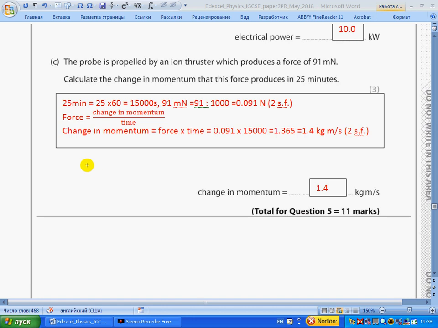The probe is propelled by an ion thruster which produces a force of 91 millinewtons. Calculate the change in momentum that this force produces in 25 minutes. So we turn 25 minutes into seconds, and we use the formula from the list that I showed you at the beginning in the examination paper. Force equals change in momentum divided by time. Rearranging gives us change in momentum equals force times time, and to two significant figures because of 91 millinewtons, this gives us 1.4 kilogram meters per second.